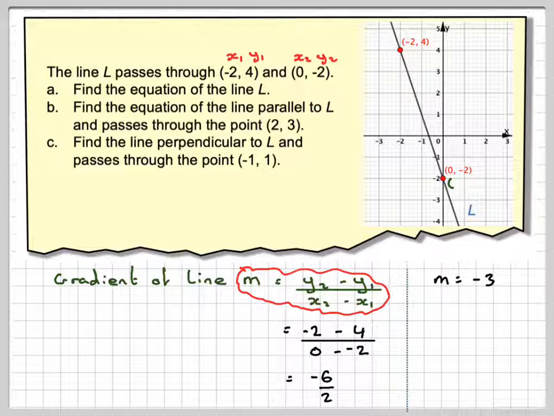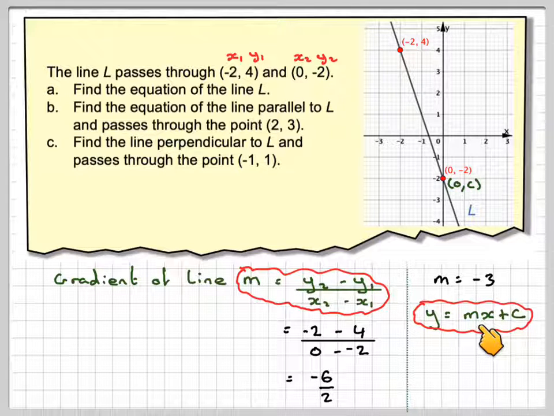Right, in order to find the equation, we know we've got this point here, (0, c). We've got where it cuts the axis. We've got the gradient, which is -3. We can use y = mx + c. m is the gradient, c is the y-intercept. So we can write down the equation as y = -3x, -3 being the gradient, plus the y-intercept, which is -2. So there we are, quite straightforward.